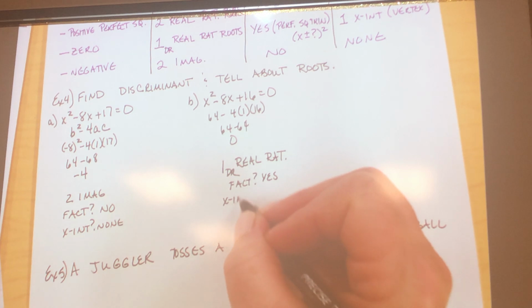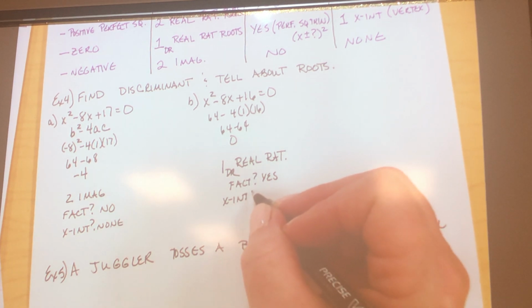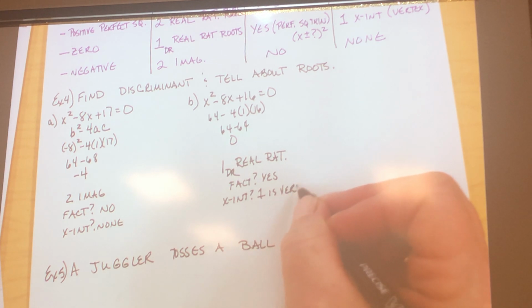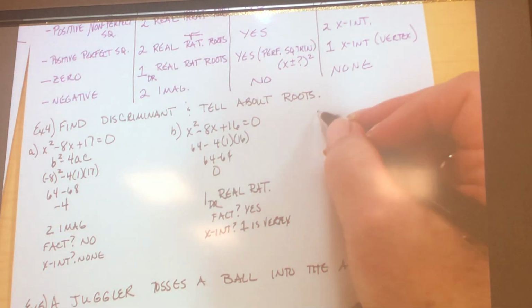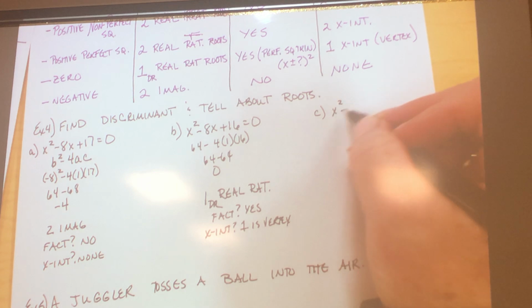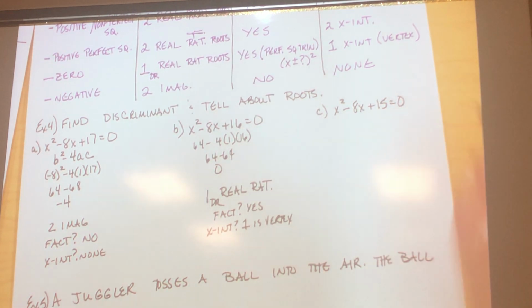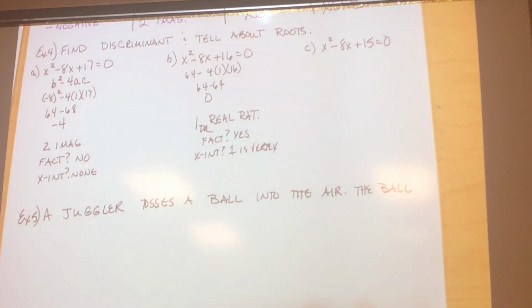What about my x-intercepts? 1. Very good. So that 1 is the vertex. Everybody got it? Okay. So last one. X squared minus 8x plus 15 equals 0. You do the same thing.